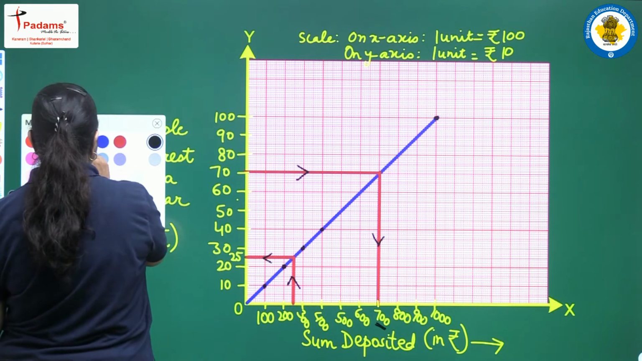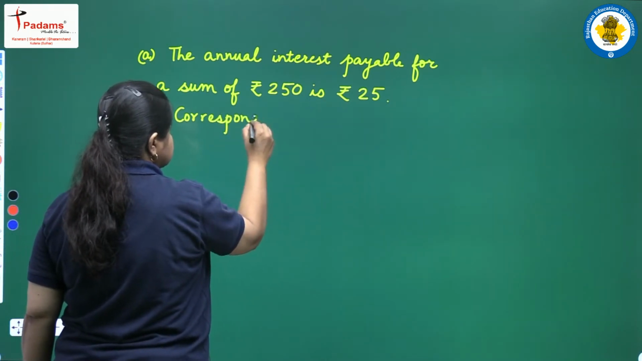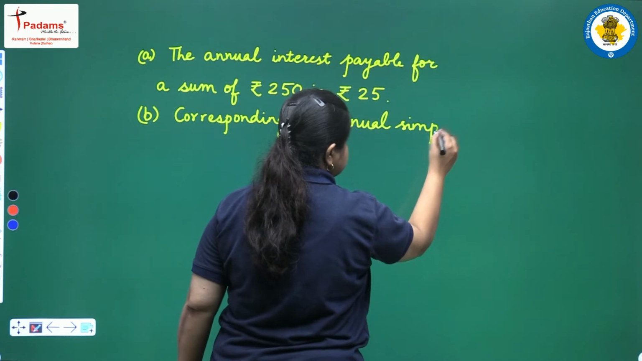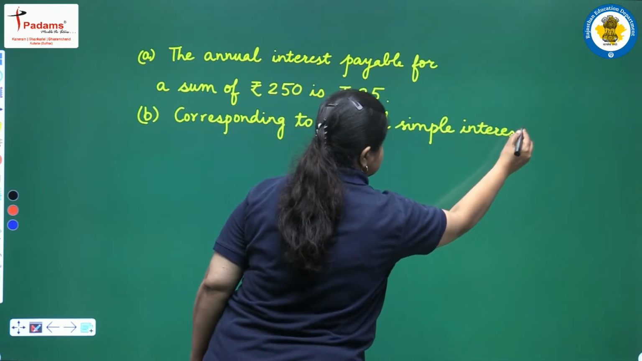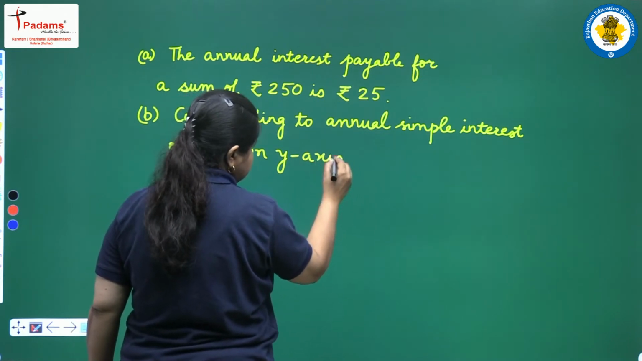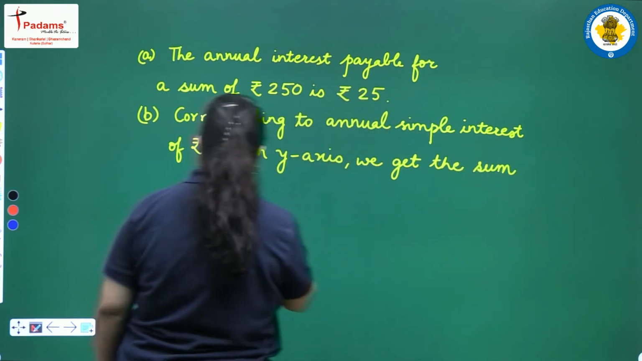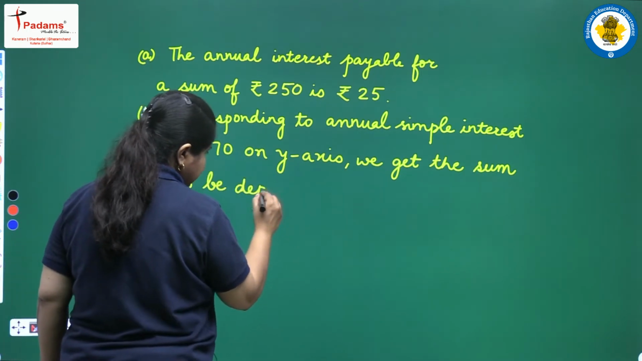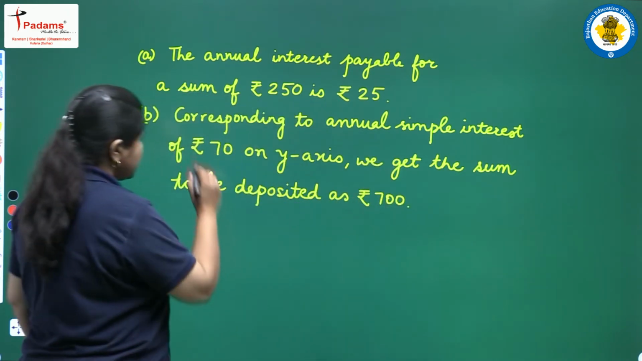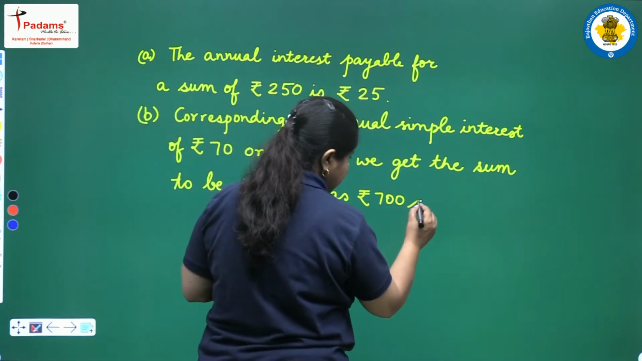So now we can easily write the answer. Corresponding to annual simple interest of rupees 70 on y axis, we get the sum to be deposited or the investment to be made as rupees 700 on x axis.